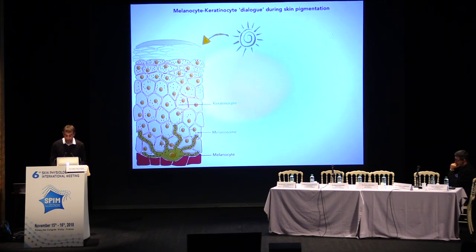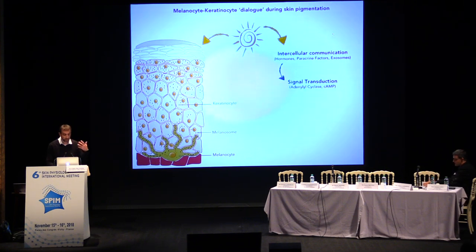For instance, when the skin is exposed to UV, keratinocyte gets activated. They start to secrete several molecules like hormones, paracrine factors, as well as these extracellular vesicles called exosomes that we heard about this morning. And these factors are somehow able to lead to some transduction of signals inside the melanocyte. One of the most famous ones, I would say, leads to the production of cyclic AMP, this second messenger, that is produced by the adenylyl cyclase.